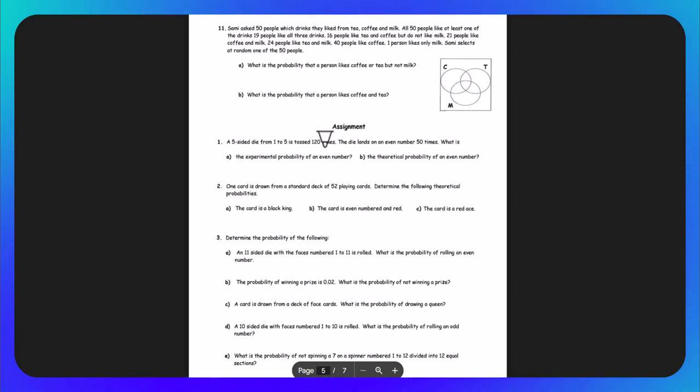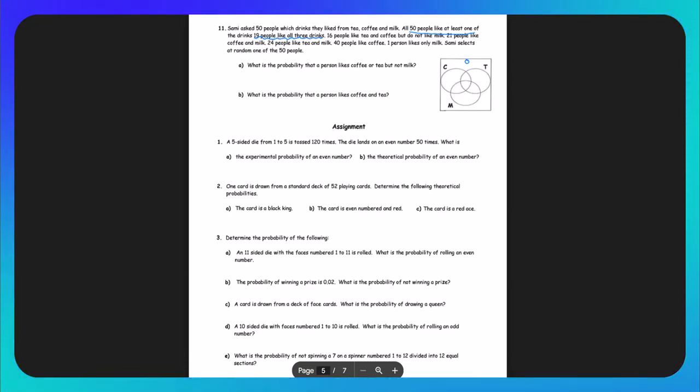Sammy asked 15 people which drinks they liked from tea, coffee, and milk. All 50 people liked at least one. Now that's important because that tells us there's nobody going to be outside these 3 circles. So there's going to be nobody in this region here. They say that 19 people like all 3 drinks. 16 people like tea and coffee, but not milk. 21 people like coffee and milk.